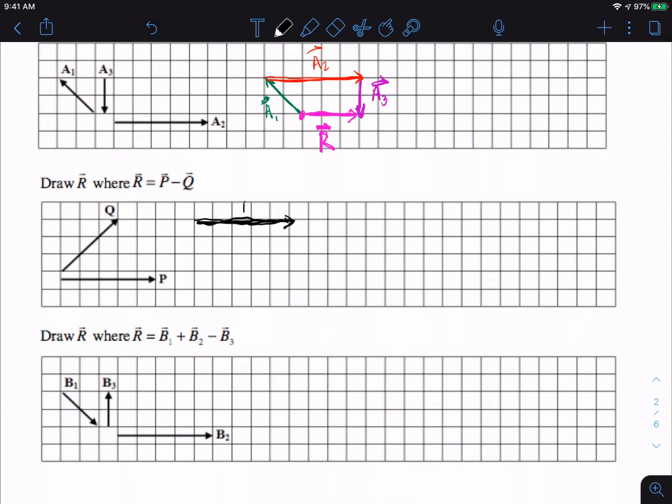Right, that's my P. And then it says Q, but it's minus Q. So Q is 1, 2, 3 diagonals. But instead of going in this direction with it, I have to go the opposite direction because there's a minus sign in front, right? So then I need to go 3 this way. And that's my minus Q vector.